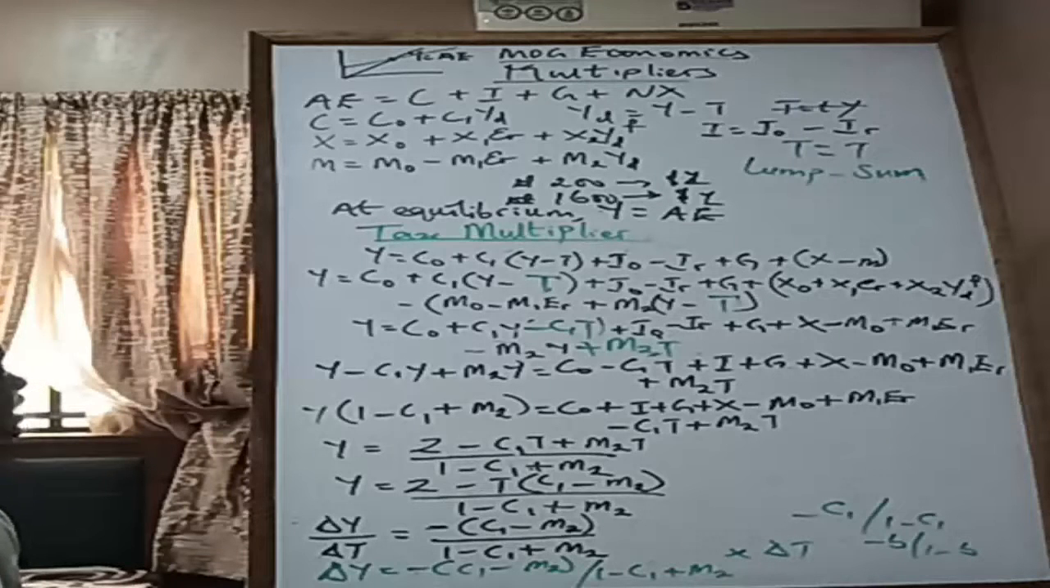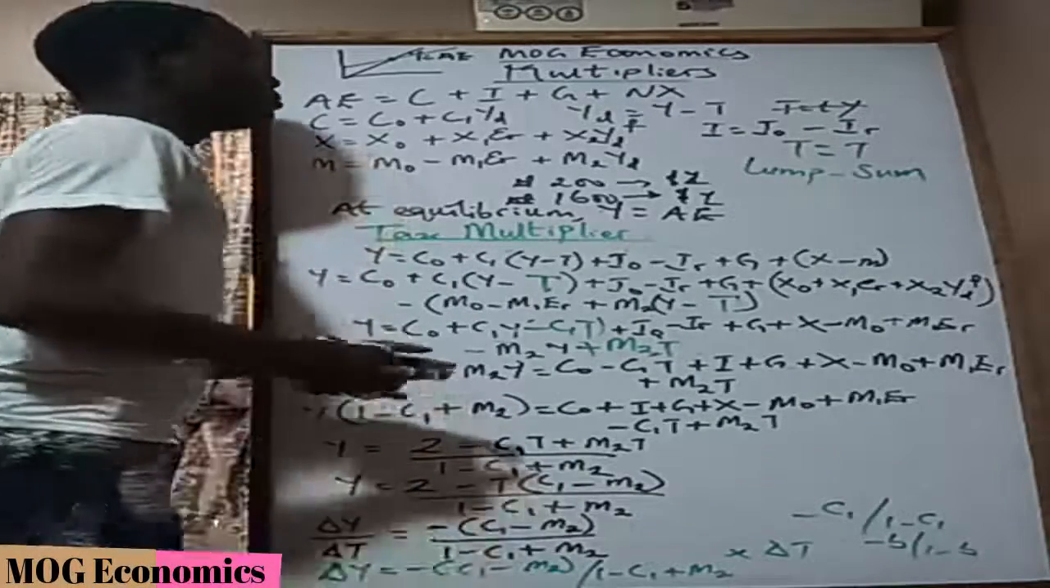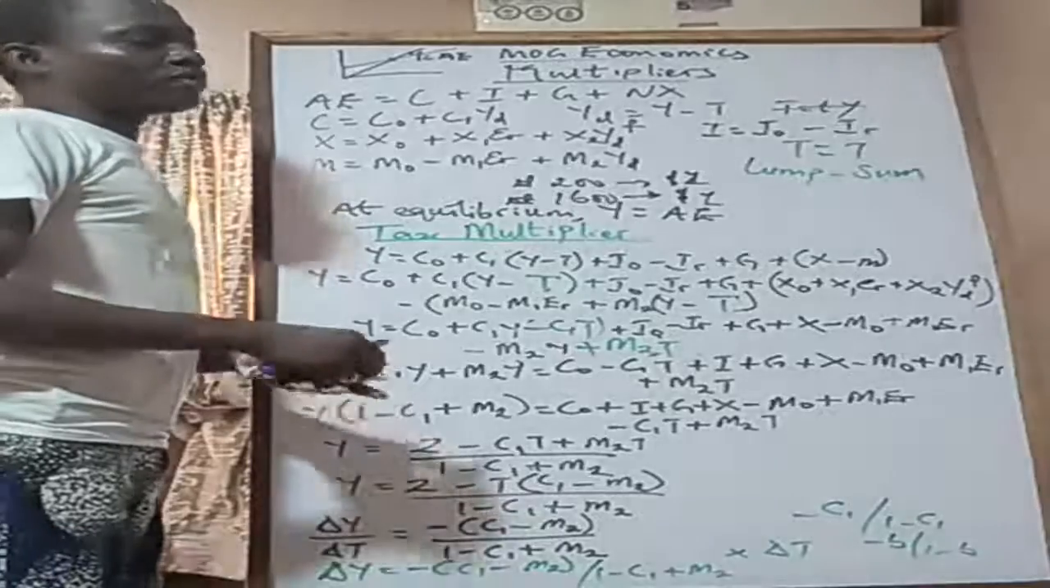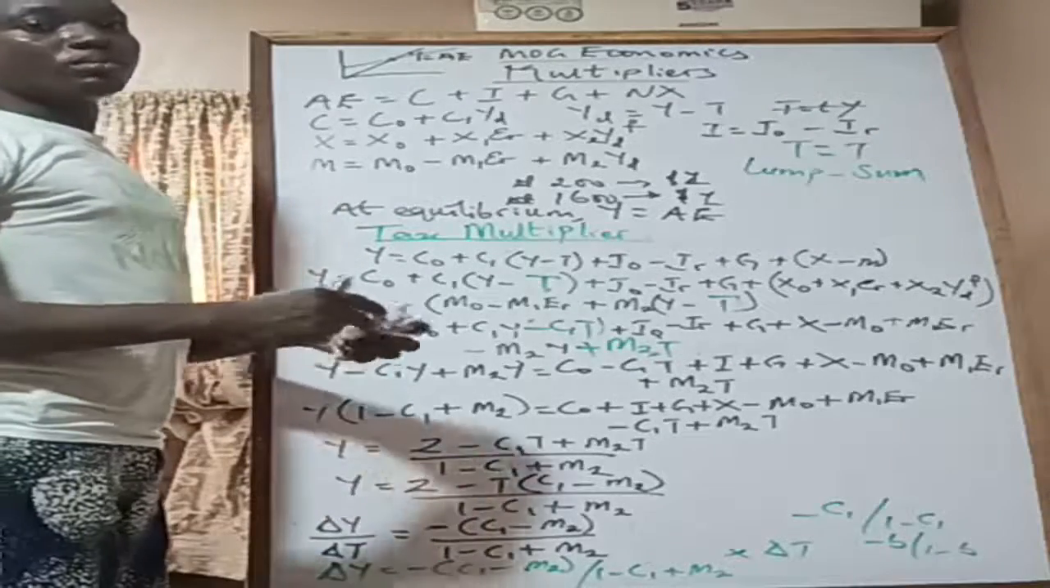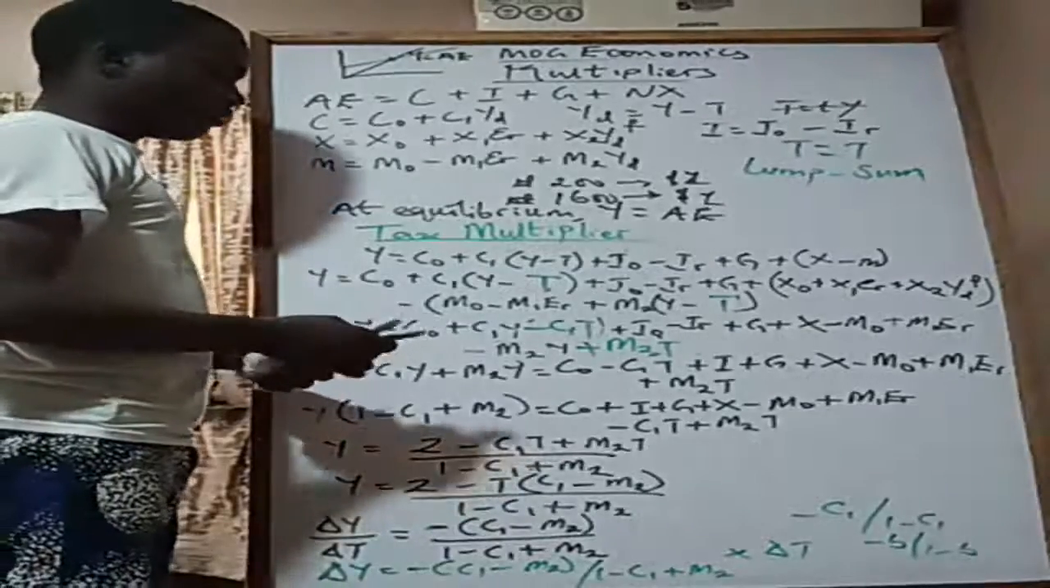So that's the implication. I think we are running out of time. In our next class, we will talk about the balanced budget multiplier as well as the proportional income tax multiplier. Yeah. So thank you.